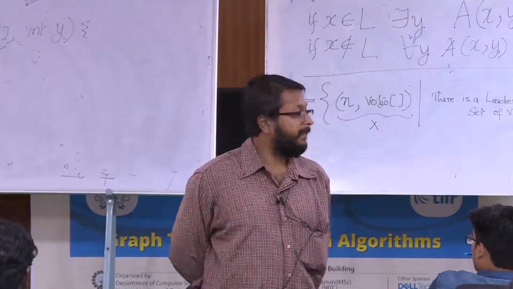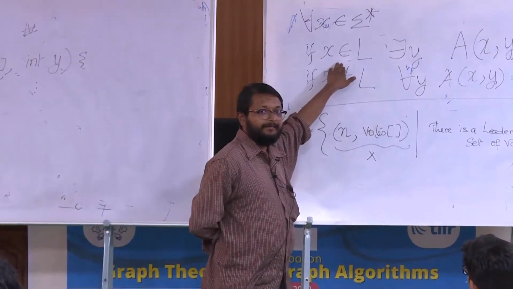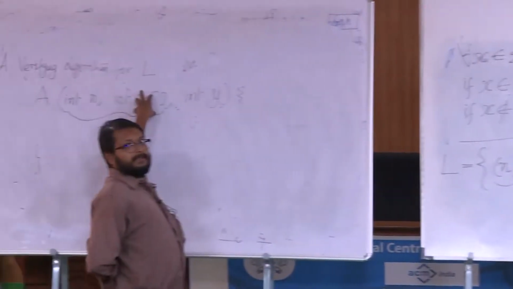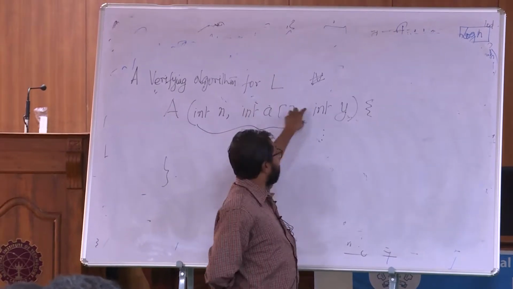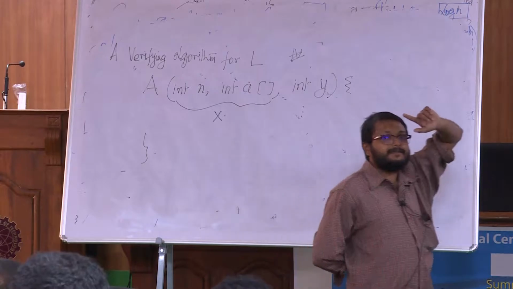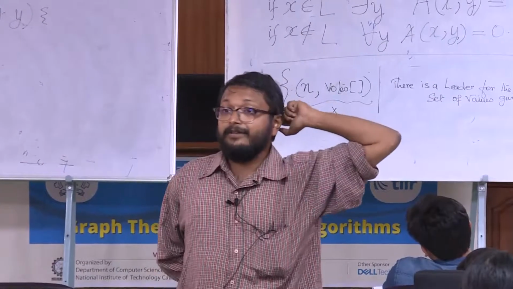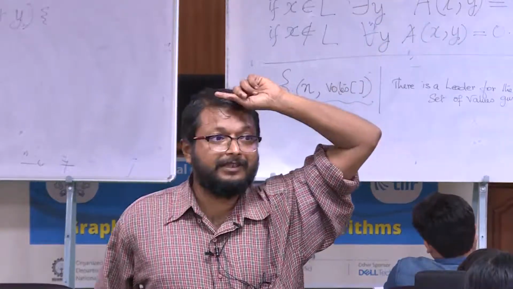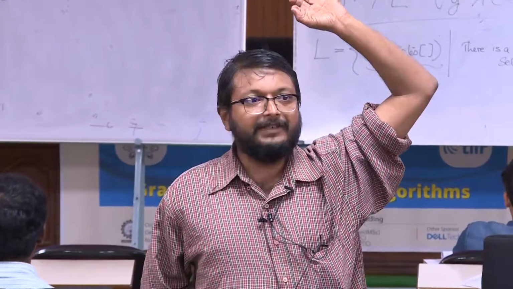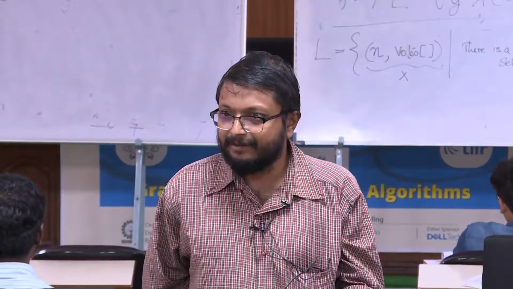Let us see. So this is the definition. If x belongs to L, that means the output for x should be 1, then there should exist a y such that your algorithm returns 1. If x has no leader, whatever you supply as y, your algorithm should return 0. Will your algorithm satisfy this requirement? How many feel it is yes? How many feel it is no?